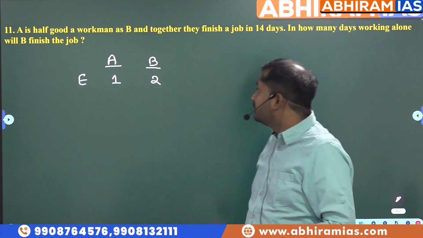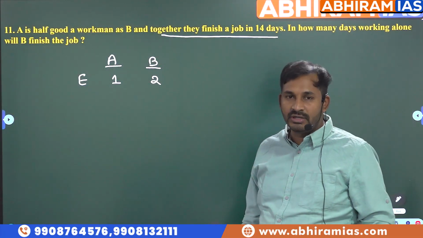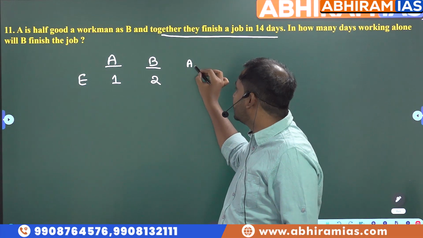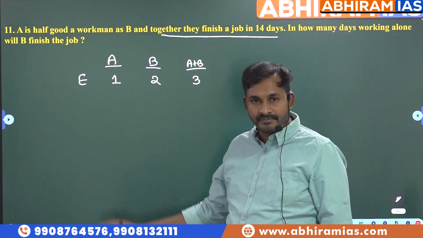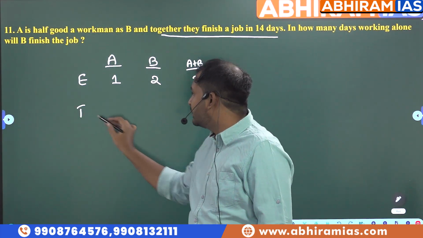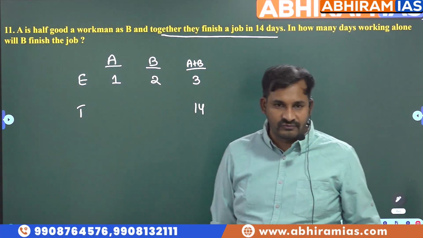A and B. Now, with this efficiency, together they finish the job in how many days? 14 days. That means A and B together can finish the job in how many days? 14 days. What is their combined efficiency? 3. And the time taken by A and B together is what? 14 days.